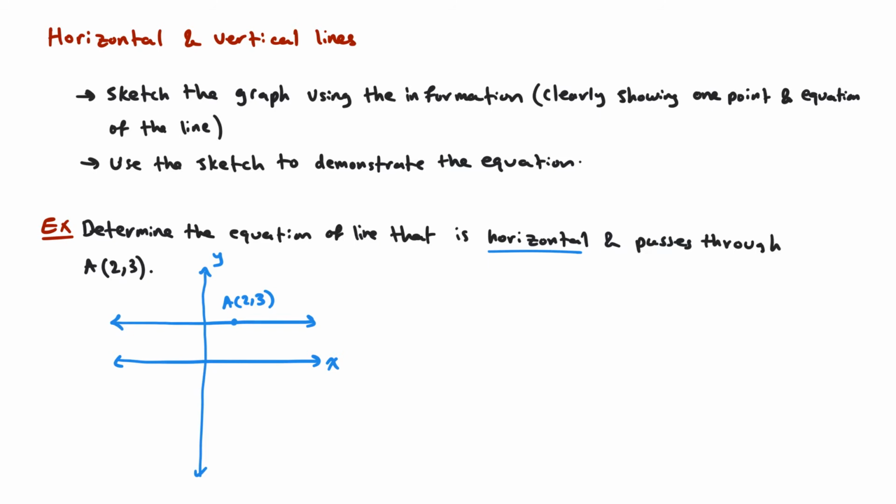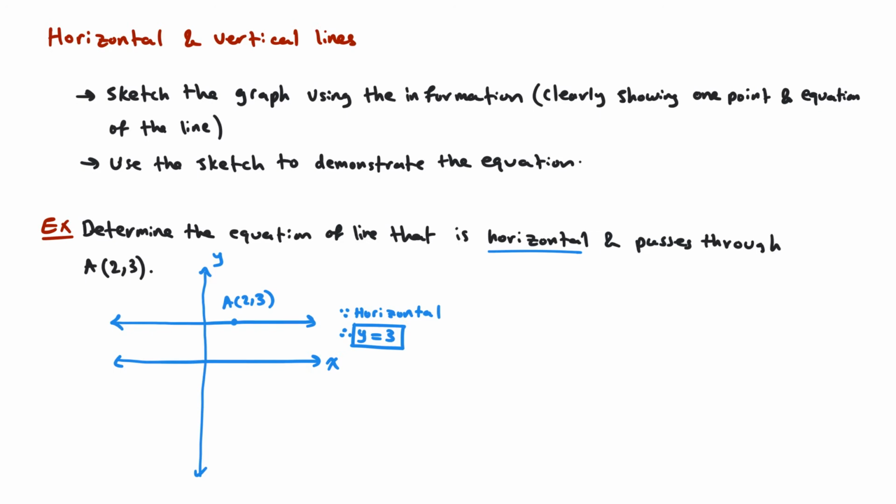So just in terms of review from previous lessons, if you have a horizontal line, you know that the y coordinate is always the same. So you can just write that since it's horizontal, therefore the equation, you know that y is always the same and y is going to equal 3, and that is the equation of the line.